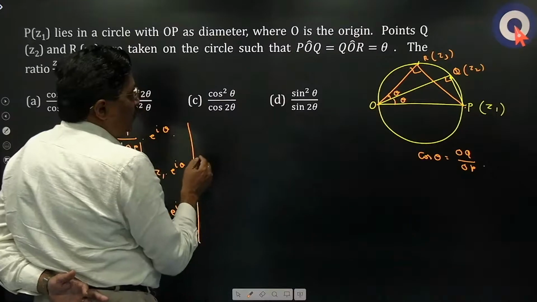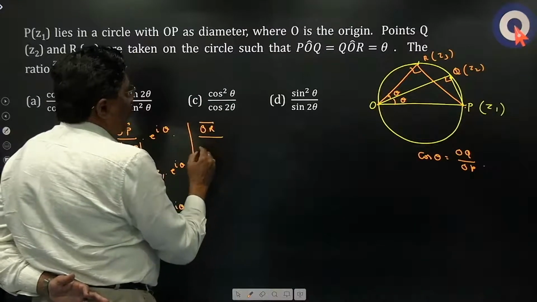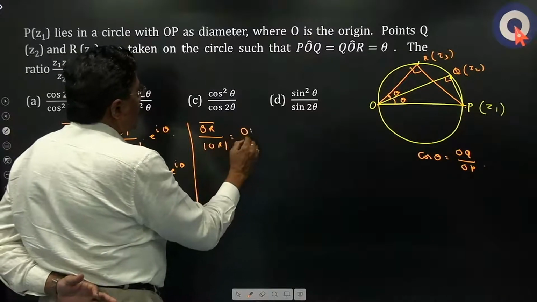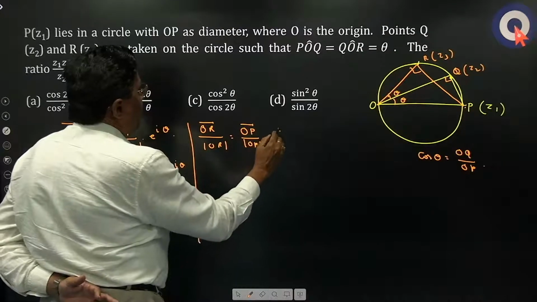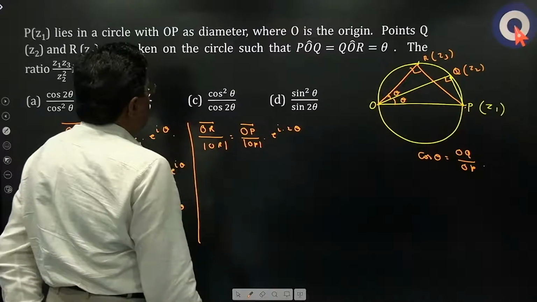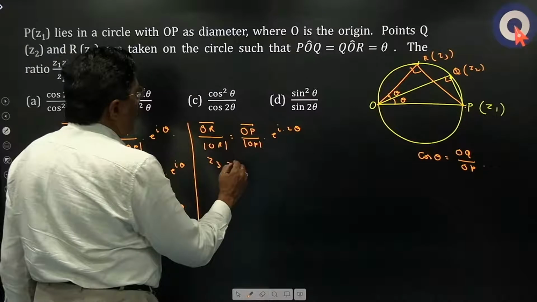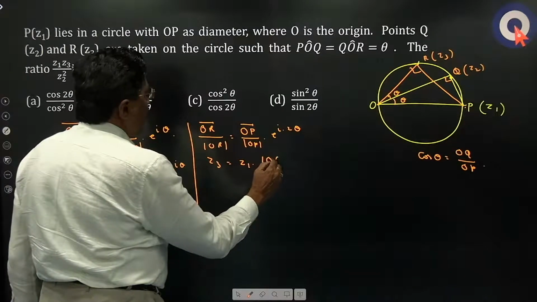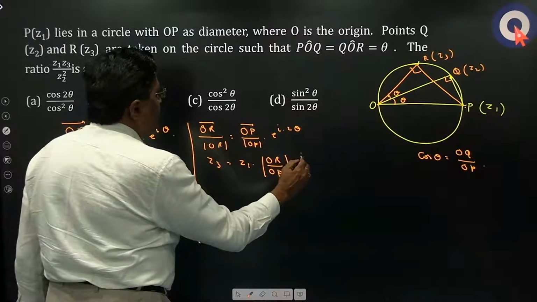So final position is OR. Final vector in the unimodular form is equal to initial vector in the unimodular form into e power i 2 theta, because now theta plus theta is 2 theta. All right. So this is OR, Z3, is equal to OP, Z1, into OR by OP into e power i 2 theta.